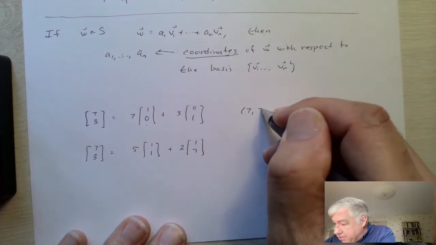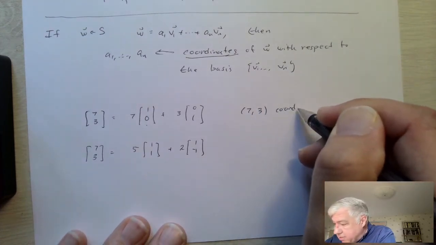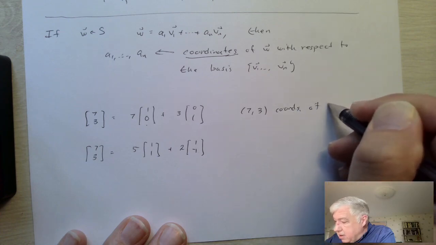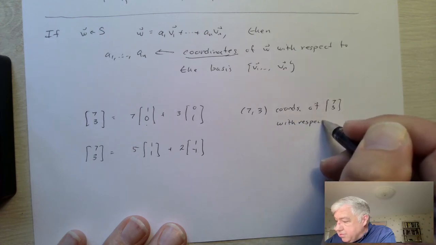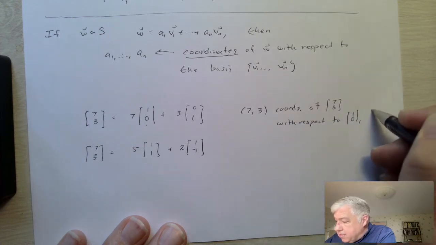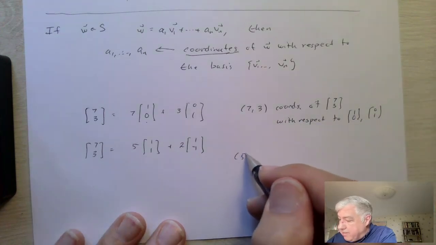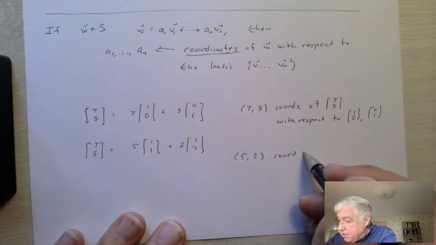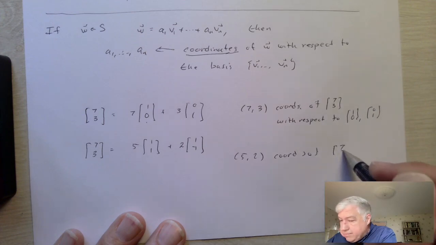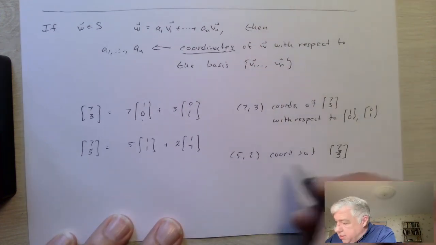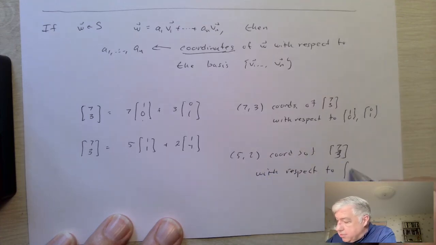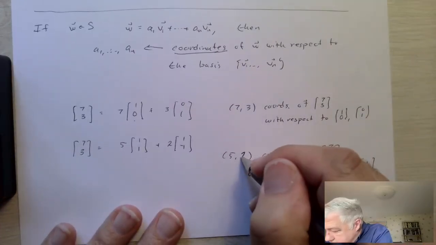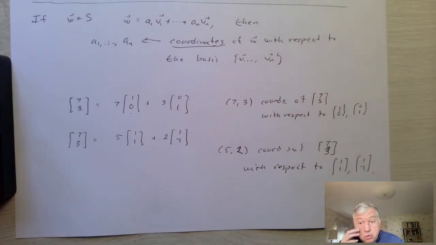Okay, so we can say 7, 3 are the coordinates of (7, 3) with respect to this basis, but 5, 2 are the coordinates of (7, 3) with respect to this basis, (1, 1) and (1, negative 1). Okay. All right. So those are the coordinates.